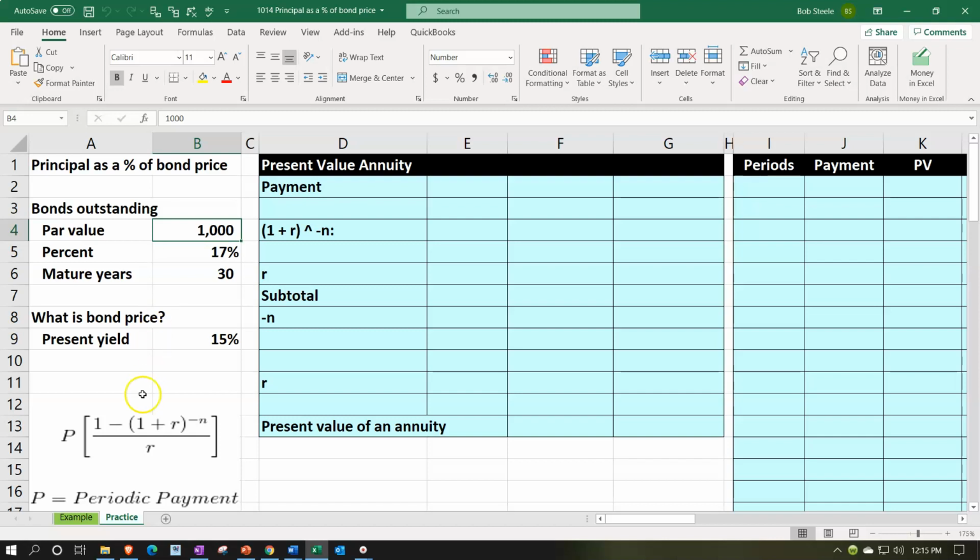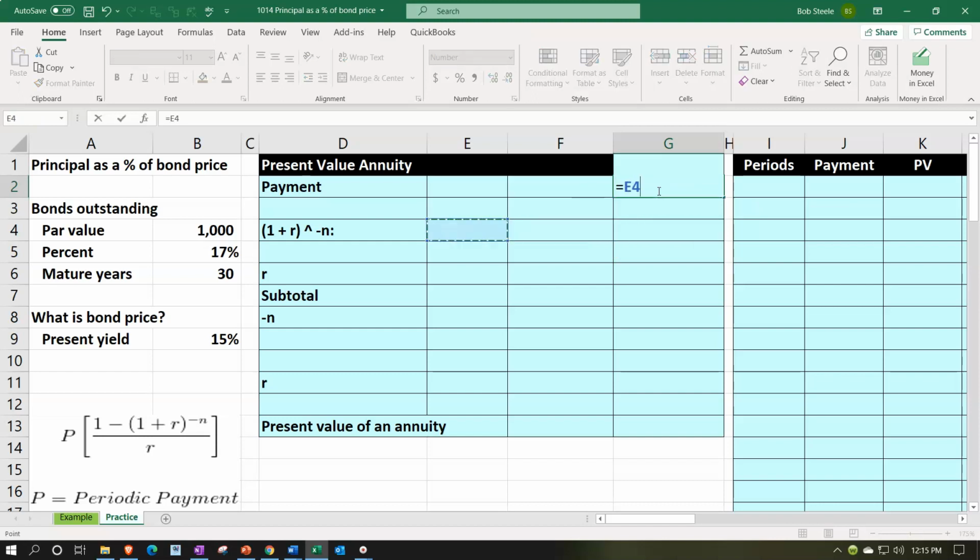Let's do that calculation. We're going to say that P, doing the annuity portion of it first, P times 1 minus 1 plus R to the negative N, over R. I'm going to put that formula into our table as we've seen in the past. We're going to take the P, which is going to be the 1,000. This is the annuity portion, times the 17%. That's going to give us our 170. Those are going to be the payments that we're going to get, yearly, over the number of years, in this case, 30.